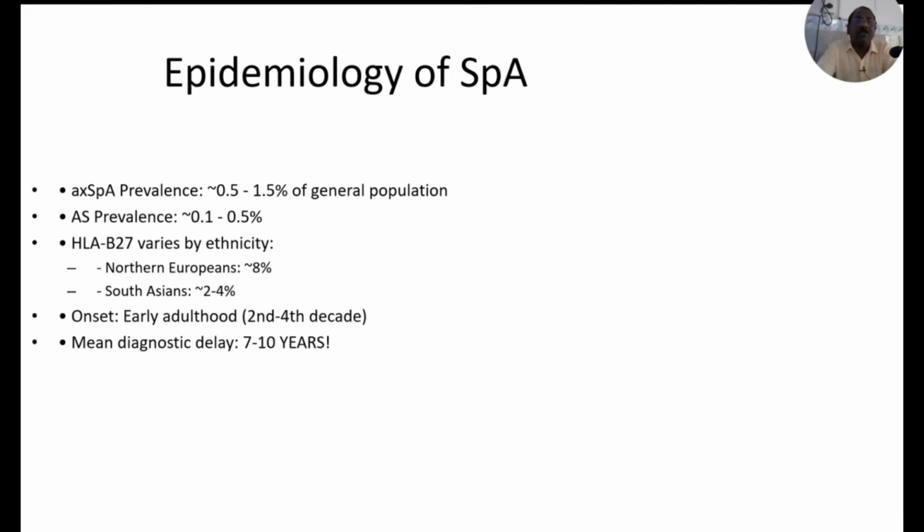The mean diagnostic delay is 7 to 10 years. This is a very worrisome point, because most of the people with backache go to the orthopedic surgeons. They get the X-rays done, they get the MRI done. They think that it is because of mechanical pain, or maybe because of disc prolapse, etc. So until they diagnose a spondyloarthritis, the delay is about 7 to 10 years.